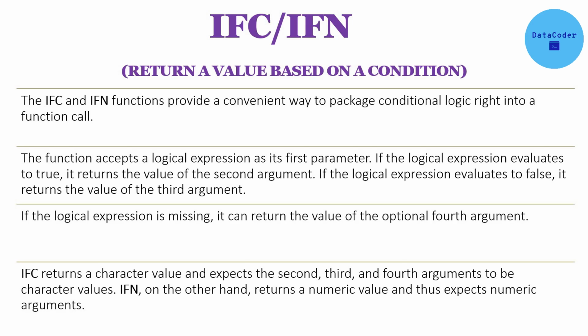So the first argument to this IFC or IFN function will be a logical expression. If the expression is true, then it returns the second argument. And if the expression turns out to be false, it returns the third argument as the result of this function. If the logical expression is missing, it can return the value of the optional fourth argument. So IFC returns a character value and expects the second, third and fourth arguments to be character values. IFN, on the other hand, returns a numeric value and it expects numeric arguments.